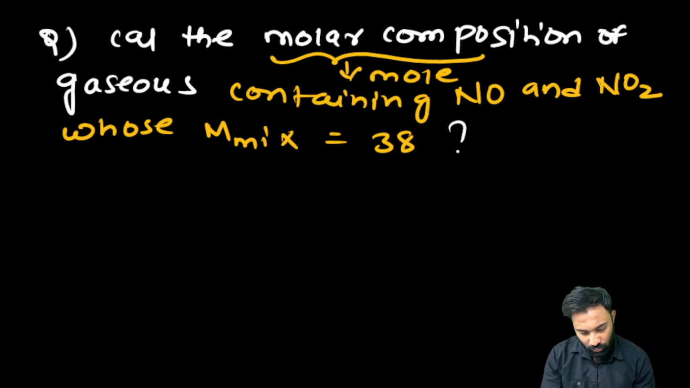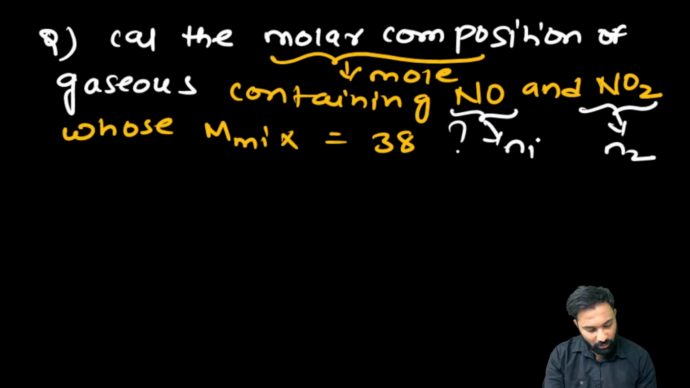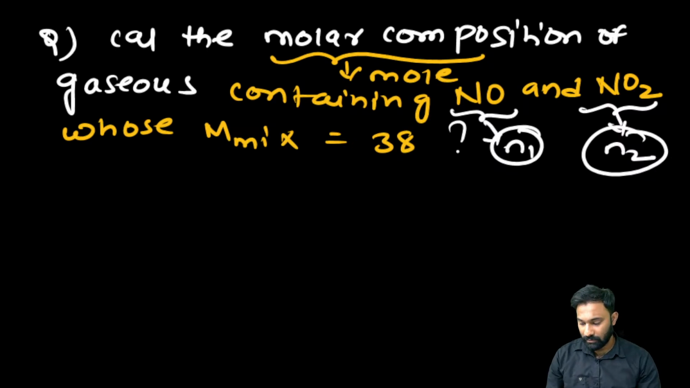He is asking about the two gases we have. These two gases are present in which mole ratio, or how many moles? Let's take this as n1 mole and this as n2 mole. Now how much is the n1 mole and how much is the n2 mole? Can anyone say?